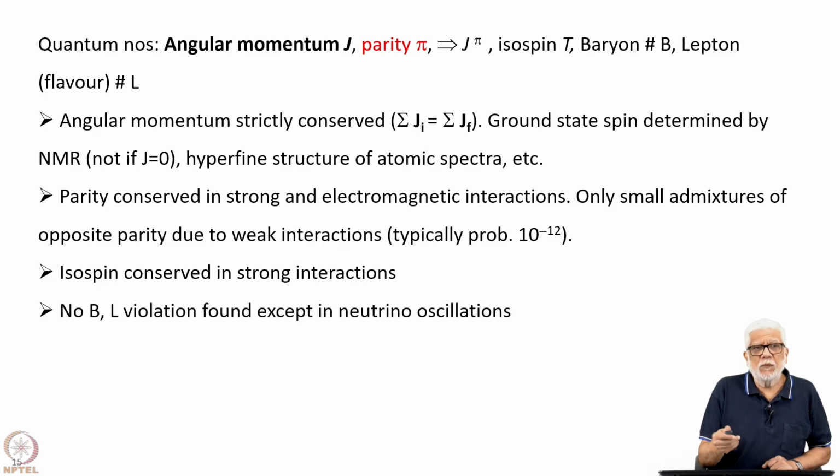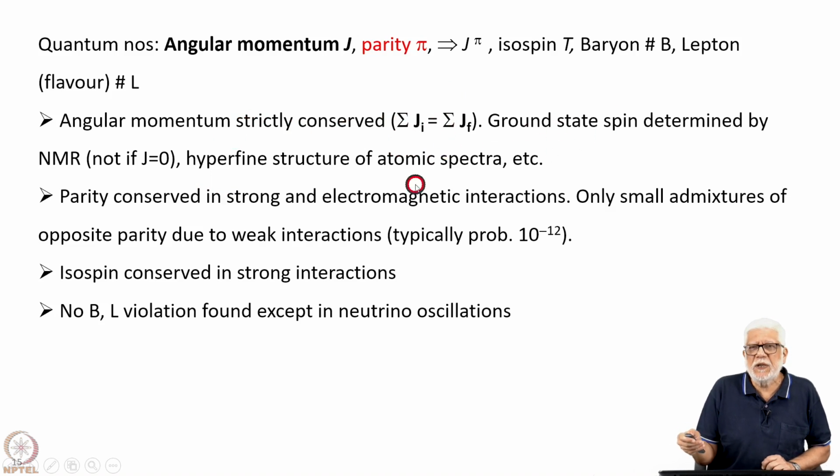Now, the other quantum numbers are the angular momentum and parity. So, we normally designate nuclei with this J pi. J standing for the angular momentum, pi for the parity, and isospin. Of course, there are other quantum numbers like baryon number, lepton flavor, and so on. Angular momentum, of course, is strictly conserved. The sum of the initial angular momenta, vector angular momenta, should be equal to the final angular momenta.